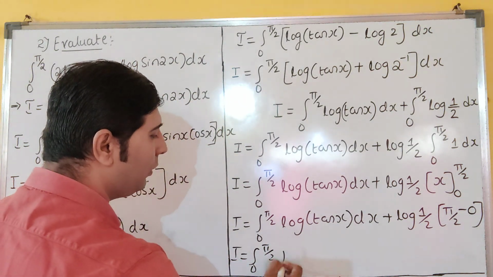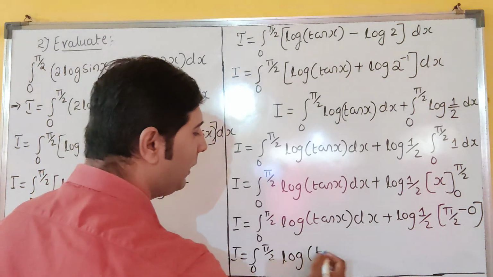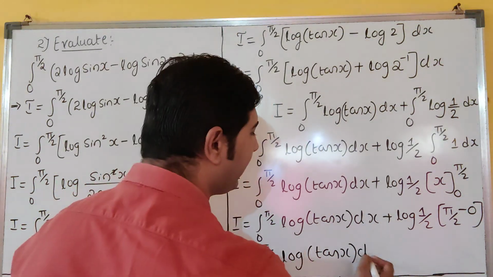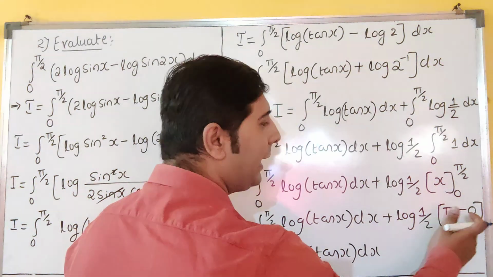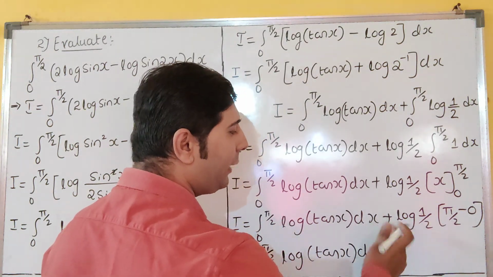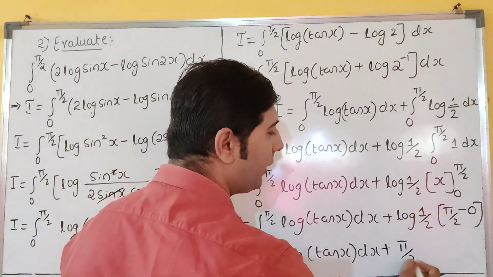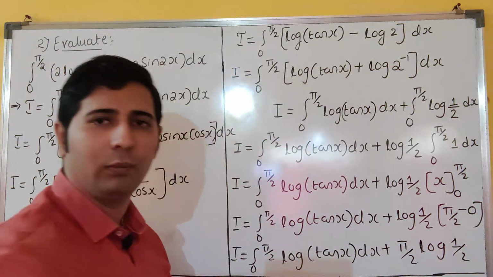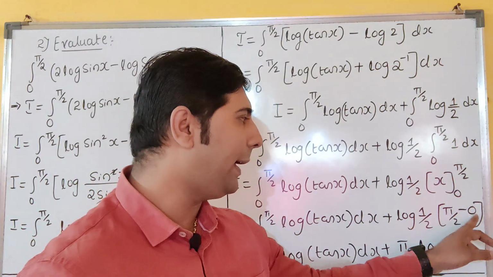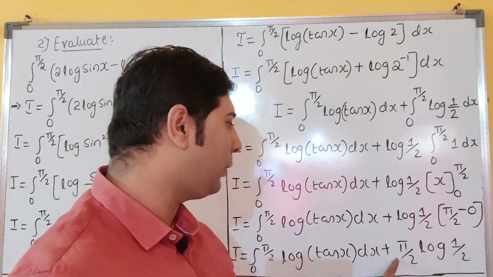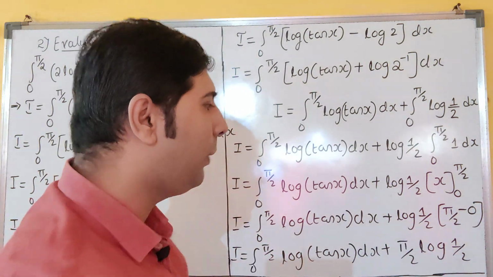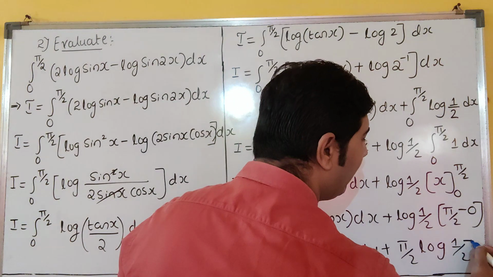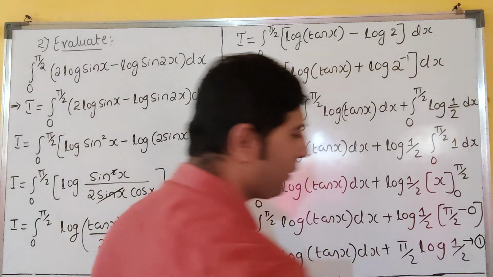0 to pi by 2 log tan x dx. Pi by 2 minus 0 is pi by 2. Pi by 2 into how much? Log half, 1 by 2. Clear? So pi by 2 minus 0 is pi by 2. Pi by 2 into this is log 1 by 2. I will call this equation number 1, dear students.